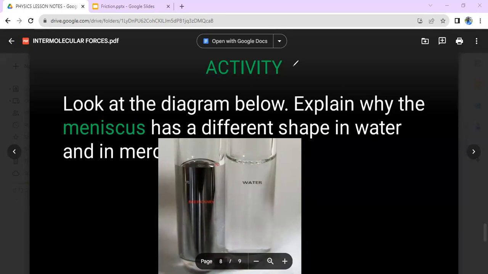Then Isaac said that for water, the force of adhesion between the water and the glass molecules is greater than the force of cohesion among the water molecules. So water clings to the glass, forming a concave meniscus. For mercury, on the other hand, the force of cohesion among mercury molecules is greater than the adhesion to the glass molecules, so mercury clings to each other, forming a convex meniscus. Yeah, that's it.